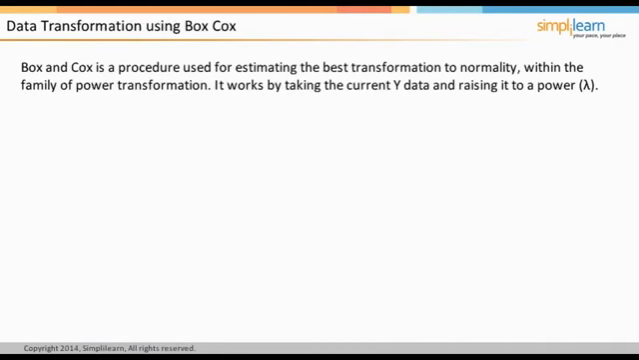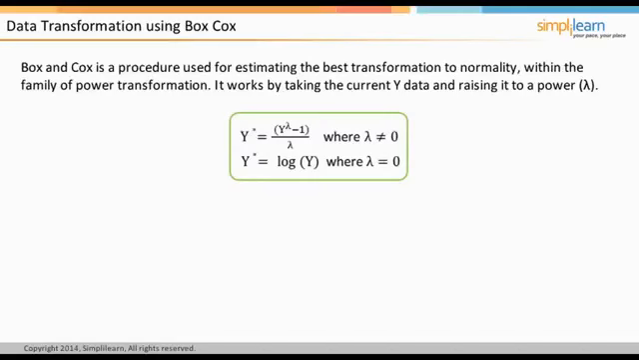The available data must be transformed when it does not exhibit the normal distribution. Box and Cox, in the year 1964, developed a procedure for estimating the best transformation to normality within the family of power transformation. It works by taking the current y data and raising it to the power known as lambda. The formula for transformation of y is represented as y asterisk equals y to the power lambda minus 1, the whole divided by lambda. This formula is used where the value of lambda is not 0. If the value of lambda is 0, you can use natural logarithm to transform y.